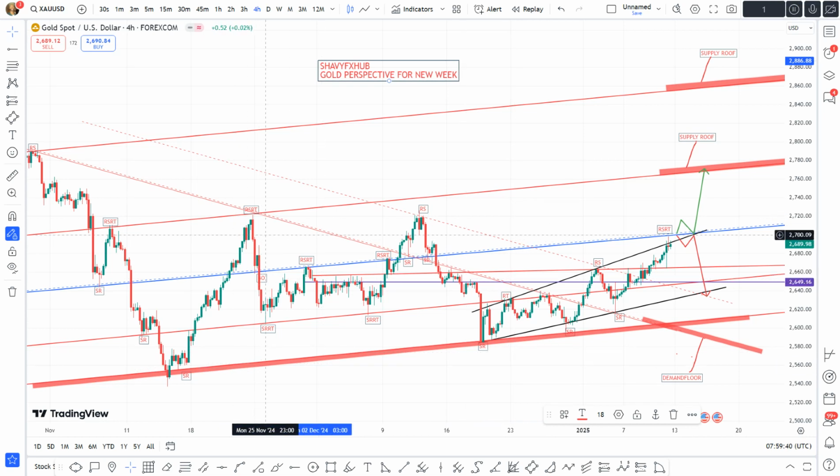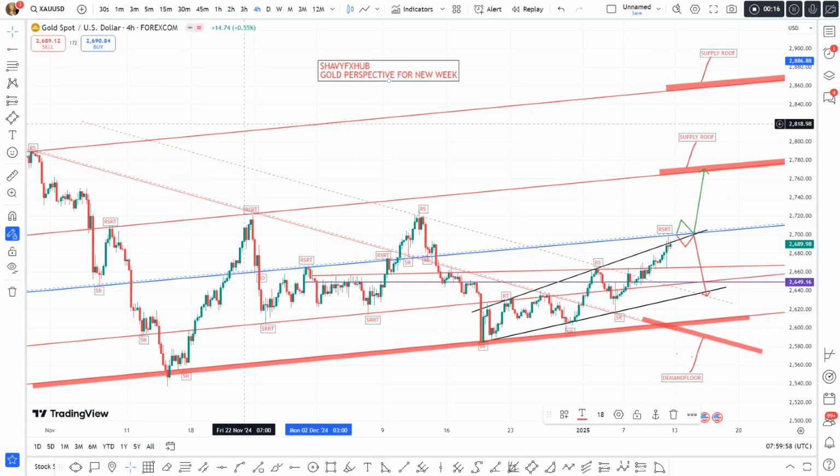So, Shabby FS Hub, as the week opens, this will be our focus. And though the chart is very messy, I've been on this chart for the last 1 hour, looking at it to see what went wrong and what's going right.